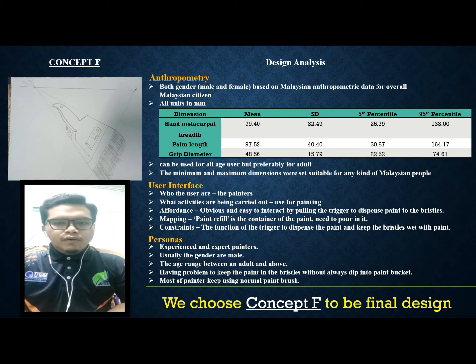The last is the persona of this design concept. It is for experienced and expert painters, usually male, adult and above. They have a problem keeping the paint on the bristles without always needing to dip into the paint bucket, because most painters keep using normal and traditional paintbrushes. So, based on these three concept designs, we choose concept F as the final design of our project because it is more efficient, effective, and easy to use for the end user.